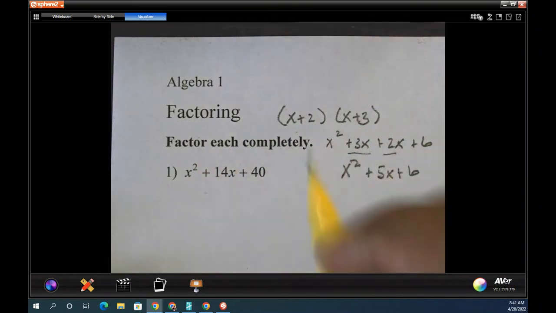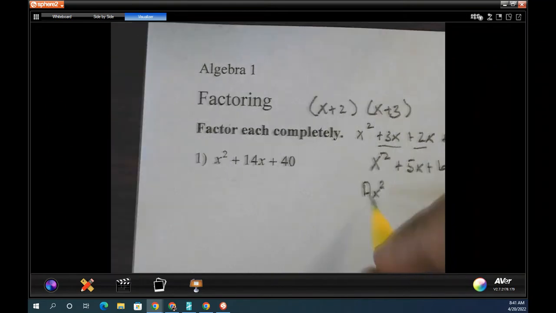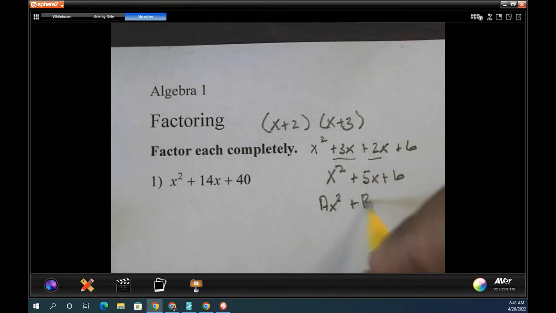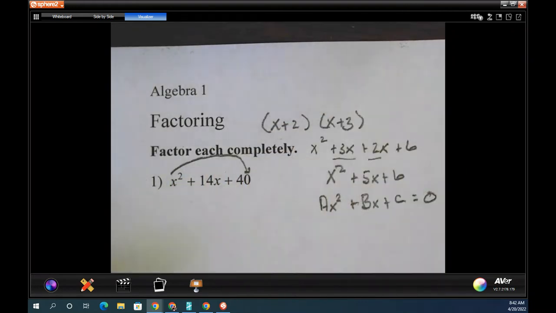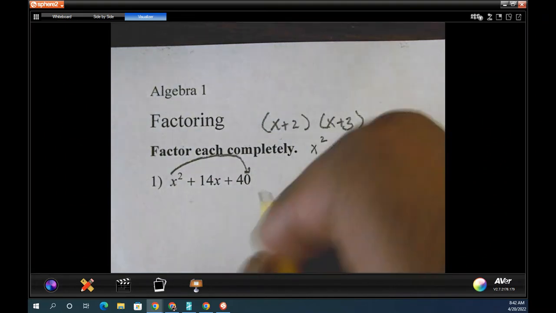Now, here's what we're doing. We're taking our ax squared plus bx plus c is equal to 0. We're going to take that. Now, here's the first step. You multiply a, which is 1, times 40. And 1 times 40 is just 40.